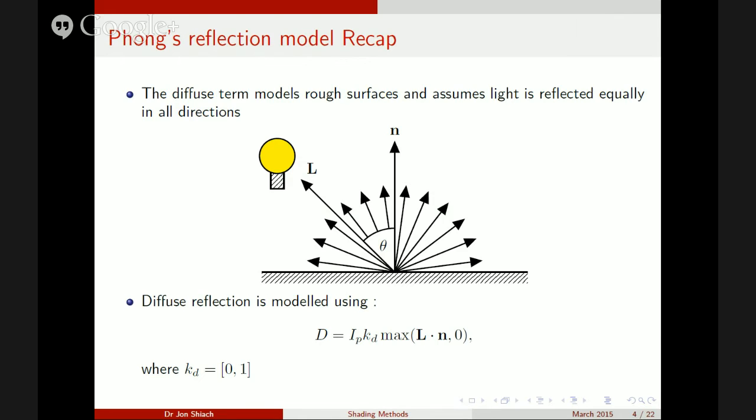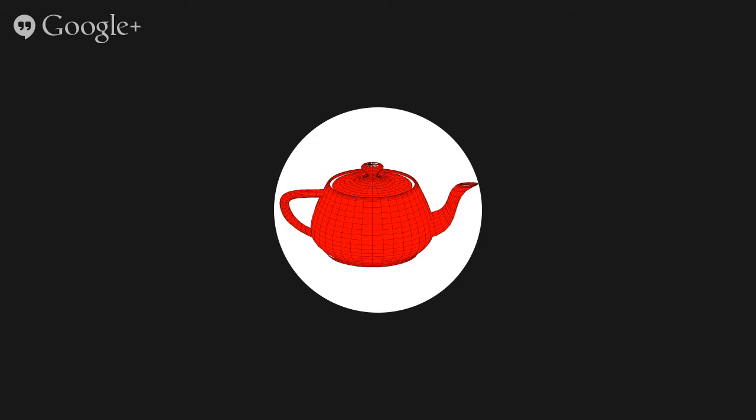So if n is a unit vector, L dot n determines the cosine of the angle, sorry, and the maximum of L dot n and 0 basically ensures that when the angle is greater than 90 degrees, we have 0. IP is the intensity of the point light source. So for example, a light bulb. So your light source has an intensity of IP.